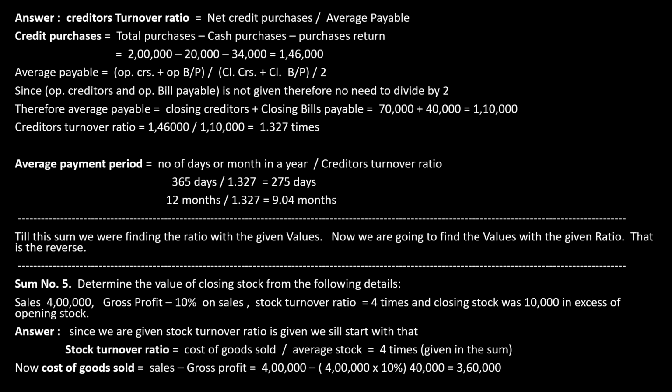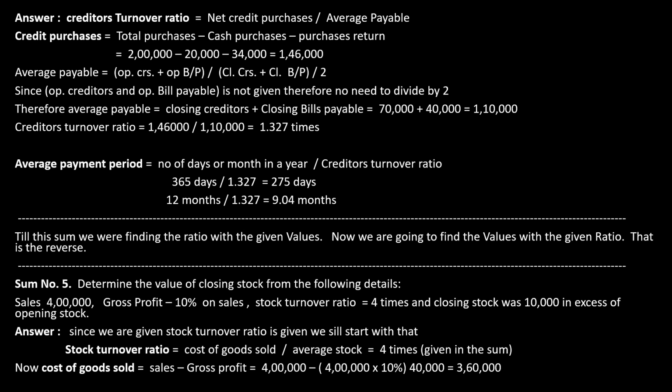For creditors turnover ratio, what is the formula first? Net credit purchases divided by average payable. Then how will you find net credit purchases? Total purchases minus cash purchases minus purchase return. So 2 lakh minus 20,000 minus 34,000, that is 1,45,000. That is your credit purchases.